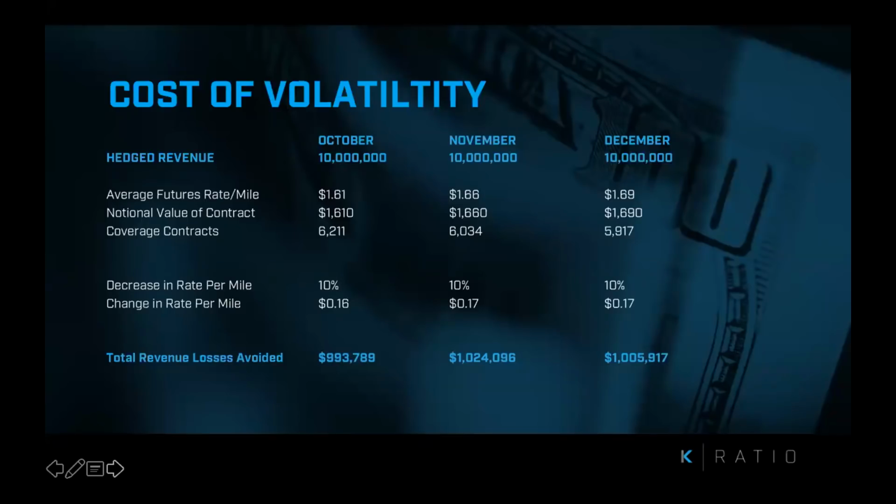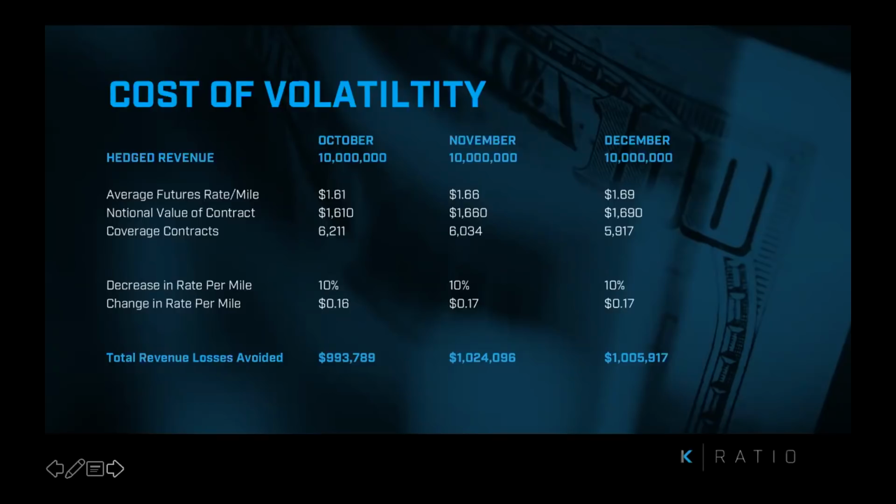Now, you sit there and say, okay, well, what is the cost of this volatility? Sometimes I can't actually materialize this. So, back when I asked you to remember that 75 cents, we're going to use some numbers that are a lot less volatile than a 75-cent movement. We're talking about a $10 million monthly portfolio that's hedged. So this would be based off of a $120 million brokerage that's fully hedged. The average futures rate per mile is $1.61.